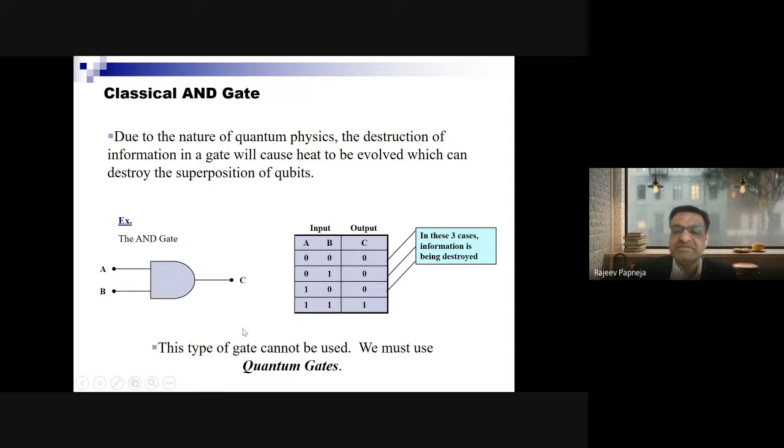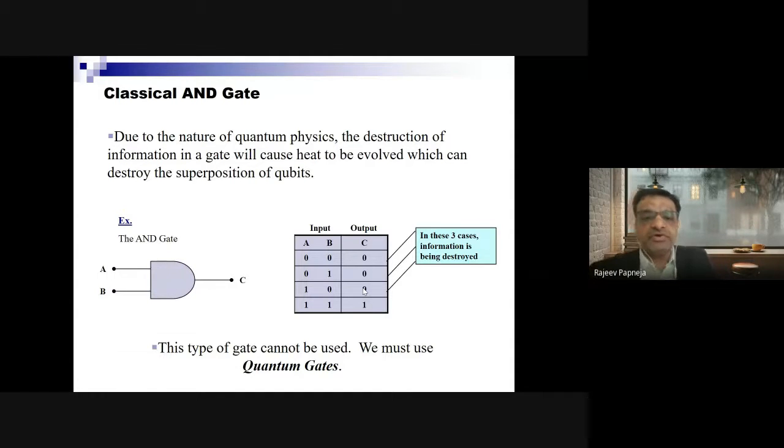Now, what happens here is, in the table that you see, the 2 inputs, 0 and 1, A and B. If both of them are 0, the output is 0. That's how AND gate works in classical computing. 0 and 1 gives you 0, 1 and 0, it will be 0. Only 1 and 1 will give you 1.